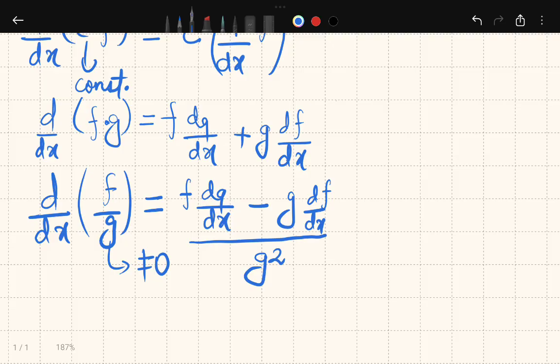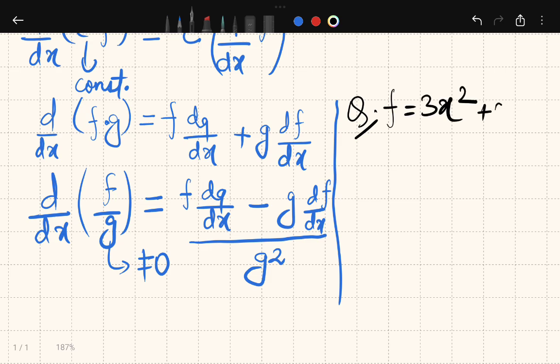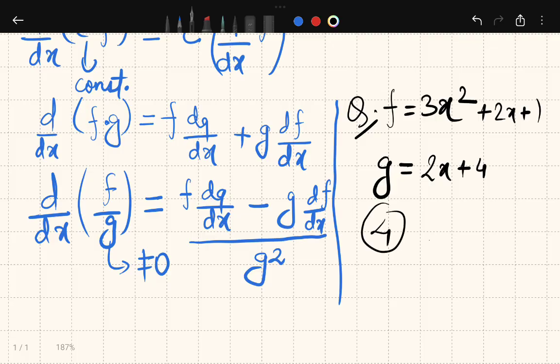Now I will give you a problem to do. Suppose this is a problem in which f is given to you as 3x square plus 2x plus 1, and g is given to you as 2x plus 4. What you have to do is apply all these four formulas that I have told you, and check whether they are correct or not. Definitely they are correct, but you have to check it by yourself.